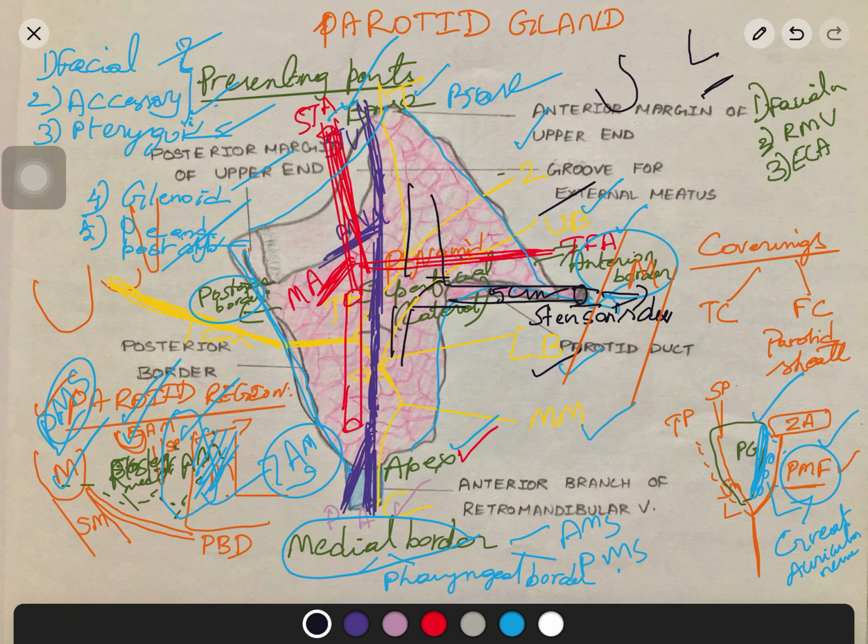So you have to draw a line. If this is the tragus of the ear and this is the midpoint between the nose and the red margin of the upper lip, you have to draw one line, and the middle third of the line will represent the parotid duct. So this is ear, nose and upper lip.